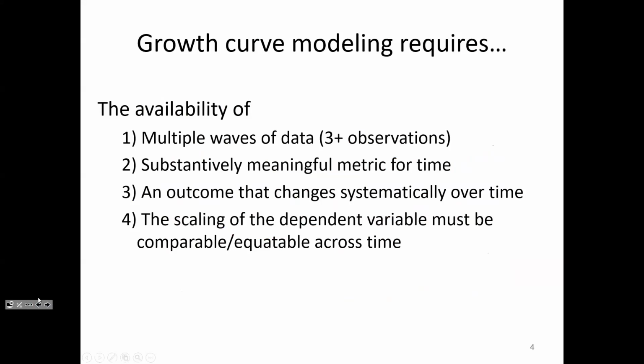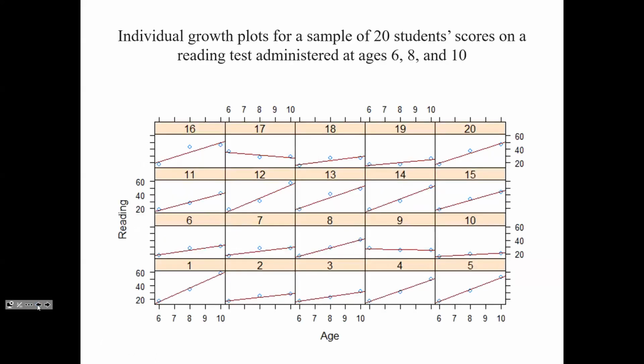I also need a substantively meaningful metric for time. And let me just go back here for a second. Why is that so important? Well, because time or age, some sort of time variable, is going to be what is on the x-axis here, right? So if I want to look at growth across time, I have to be able to relatively accurately clock the passage of time. And how accurately does it need to be clocked? Well, that really depends on your study. There are people who use growth modeling where milliseconds matter, and there are other people who do growth modeling in terms of years.